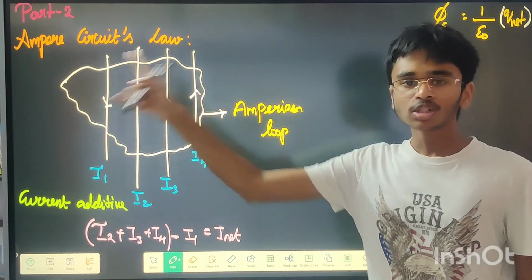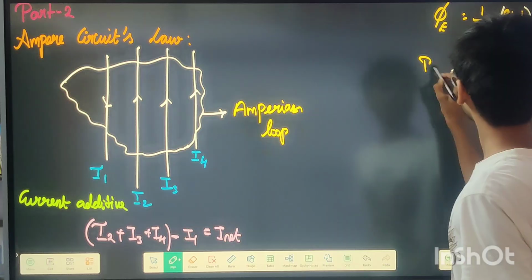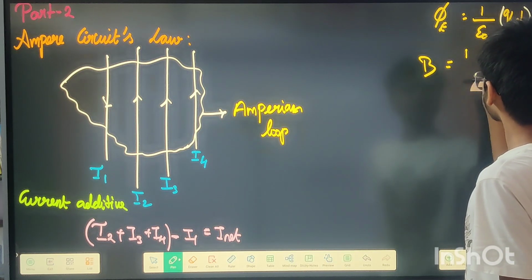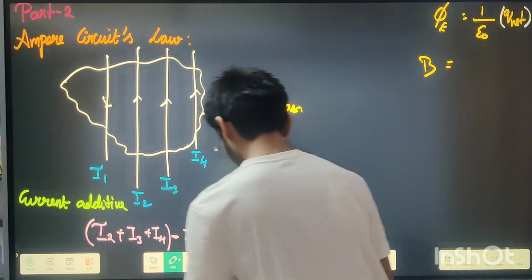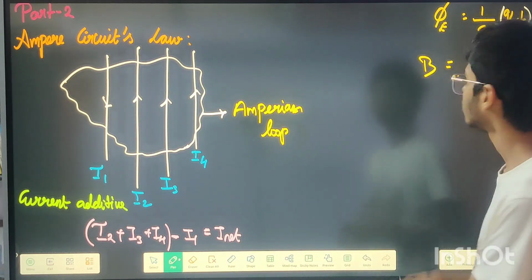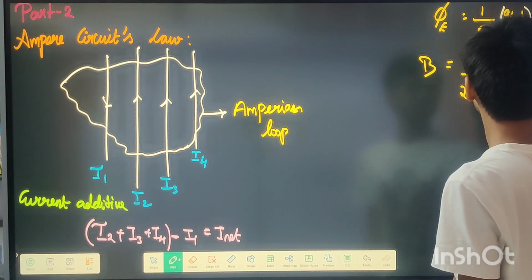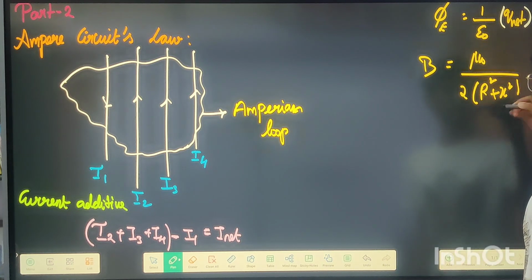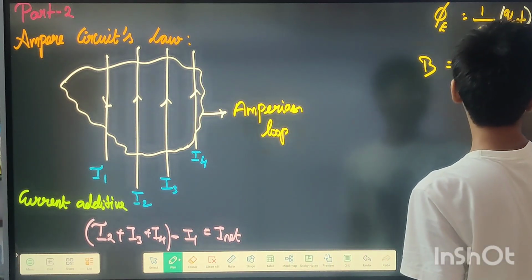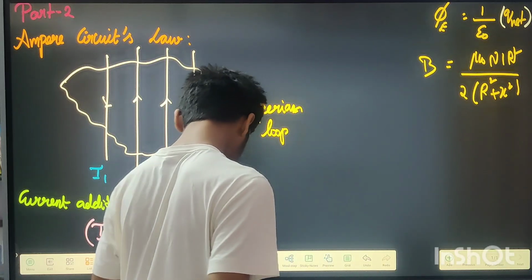Before that, we have also seen the magnetic field's basic formula. What is that basic formula? Magnetic field is equal to... once again I forgot the formula. Wait, for current, how will it be? It will be mu naught NA R square. Yes, mu naught NA R square will be the formula.